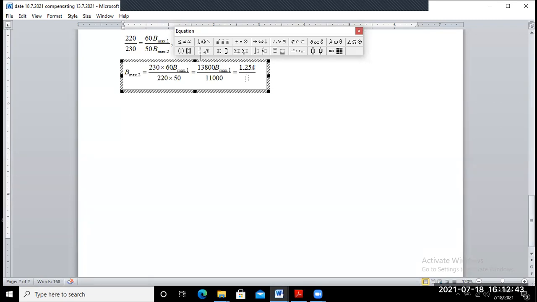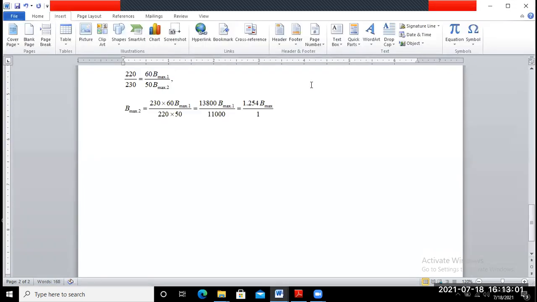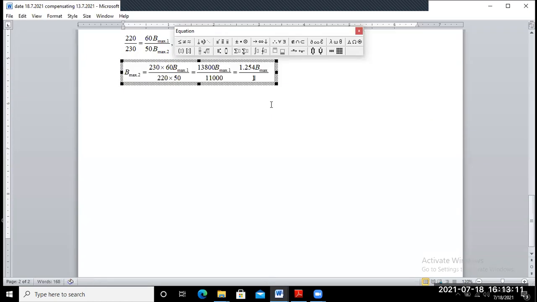So B maximum 2 equal to 1.254 times B maximum 1. Okay. This one is B maximum 1.